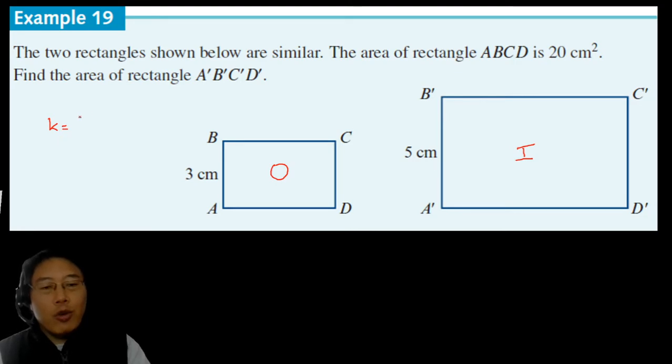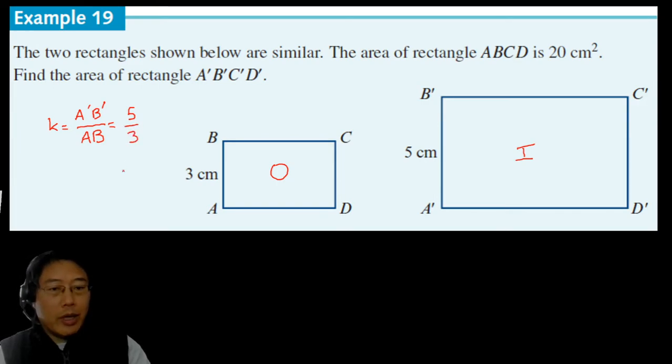Okay, I'm going to do the working out. It's probably obvious you already have the value, but it's going to be the ratio of A prime B prime, and the reason I chose those sides is because I know their measurements, and that gives me 5/3. Okay, again greater than 1, so it's a magnification. You can see the image is larger than the original.